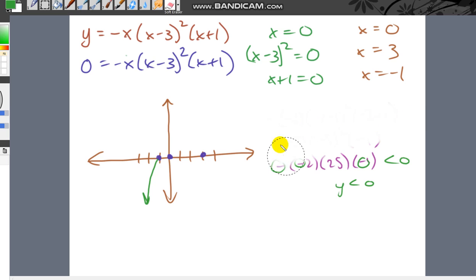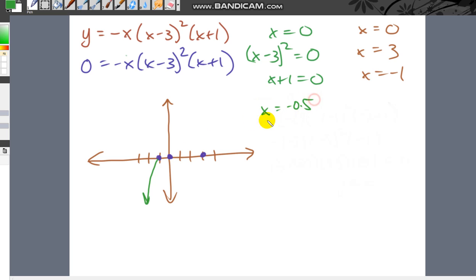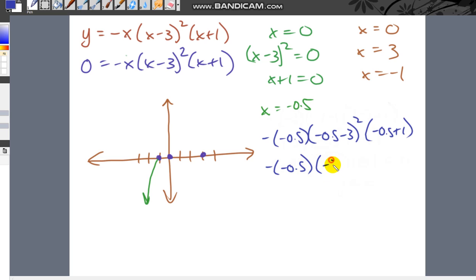Okay, now we have to choose a number between -1 and 0. Let's try -0.5. I think that's between -1 and 0, so let's go ahead and try that. So we have negative times -0.5 times (-0.5 minus 3) squared times (-0.5 plus 1). Then when we do this, this is negative times -0.5 times -3.5 squared times 0.5.